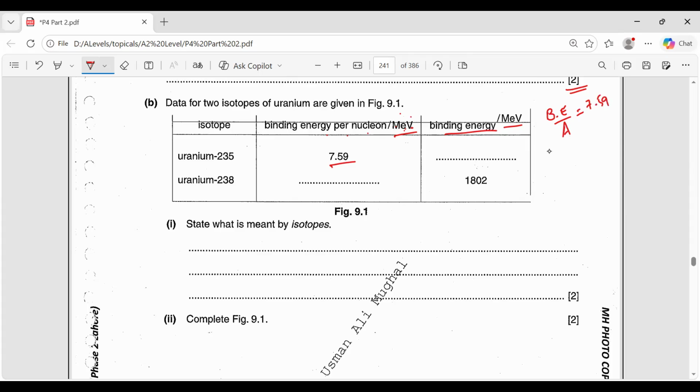If the binding energy per nucleon is given as 7.59, how will we find the binding energy? We are just going to multiply this 7.59 with what? With its nucleon number. And what is the nucleon number? Number of protons plus number of neutrons. So binding energy will be equivalent to 7.59 multiplied by 235. Multiplying these two, you will get the answer. What answer are you going to get? Almost 1783 point something, so you will round it off to 1784.